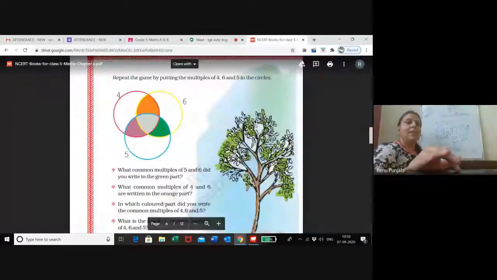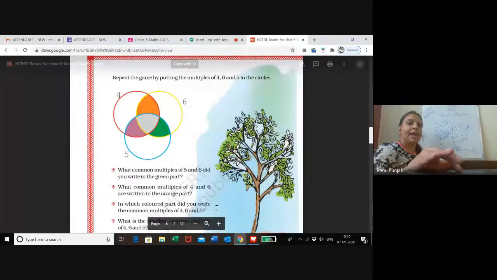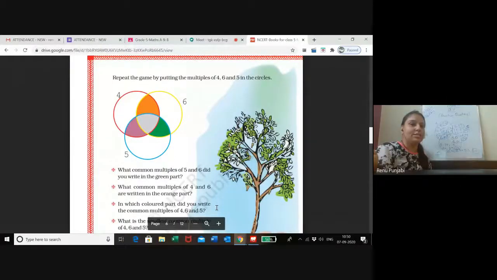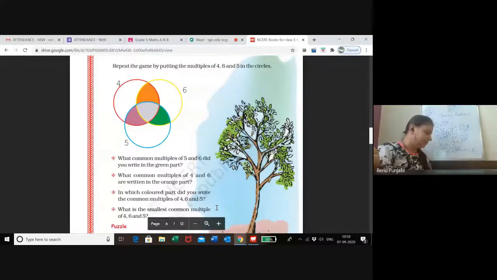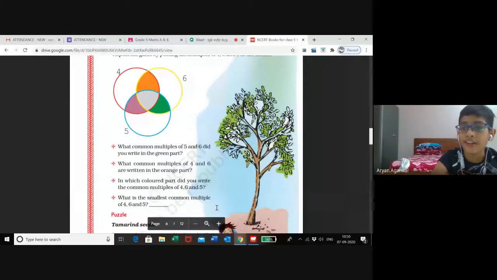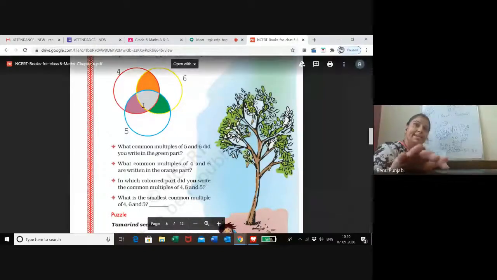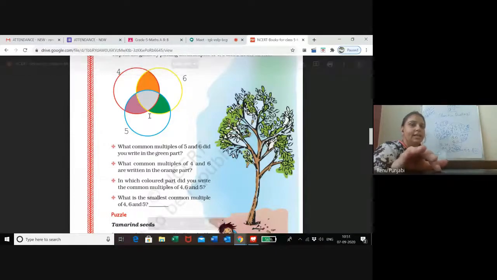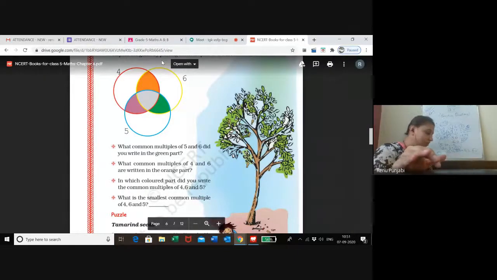So the next step is, in which color part did you write the common multiples of 4, 6 and 5? Gray. Yes, in the gray part you will write the common multiples of 4, 6 and 5, because you can see here all 3 are meeting. So after completing this question, come tomorrow. We will discuss the answers in the class tomorrow.